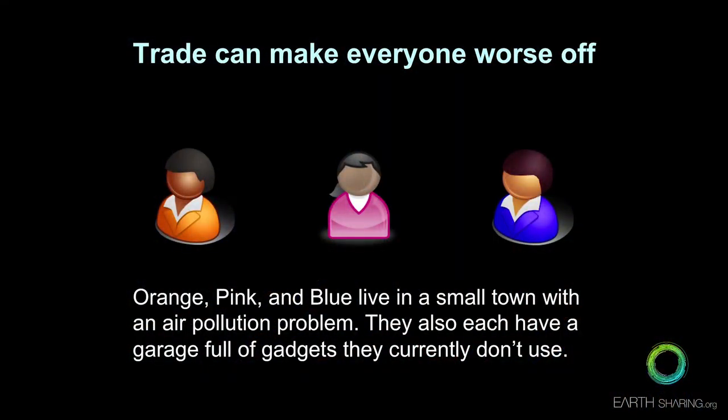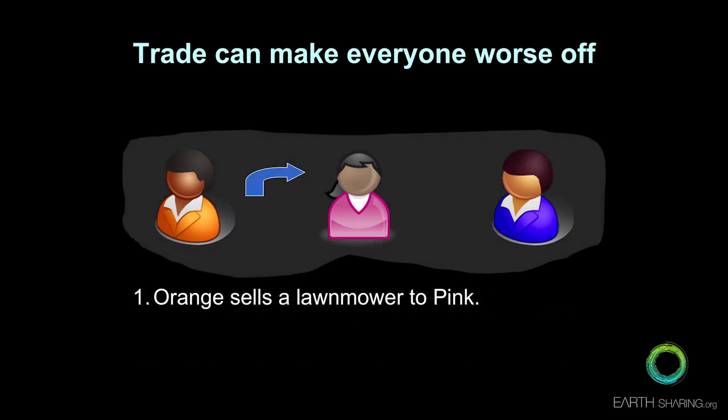All right, so we're going to see some trades between them. First, Orange is going to sell a lawnmower to Pink. And the story I'm going to tell you is that they each get $100 in value from that trade. Orange sells his lawnmower she's not using for $100. Pink maybe would be willing to pay $200 for a lawnmower. She only has to pay $100, so she gets $100 in net benefits.